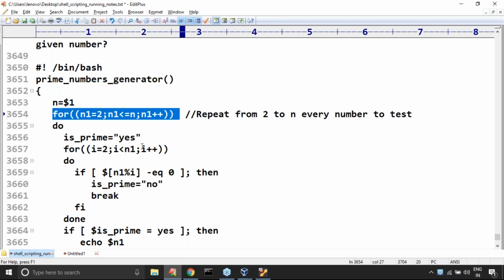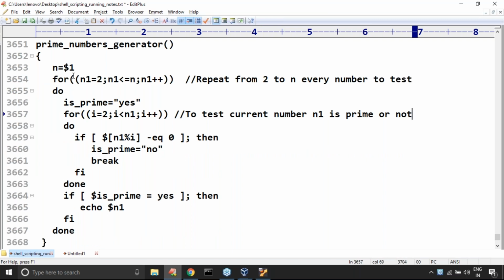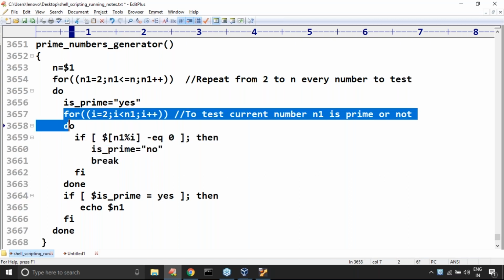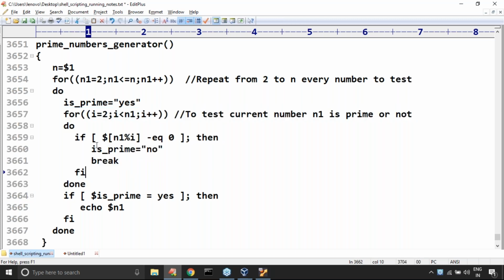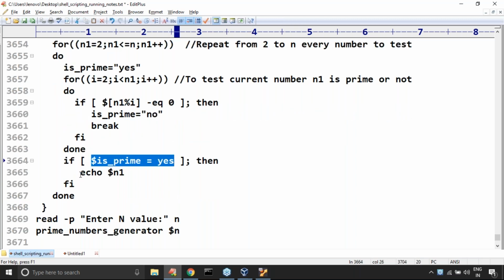Now this for loop tests whether the current number n1 is prime or not. n1 is my current number: first time 2, next time 3, next time 4, next time 5. From 2 to n1 minus 1, you should not find any factor. If you find a factor anywhere, break. This for loop is going to repeat until all the numbers are completed, or if you find any extra factor. If no extra factor is there, it is a prime number.